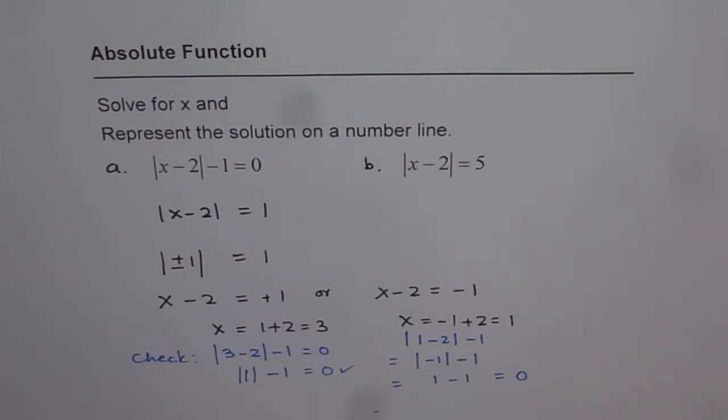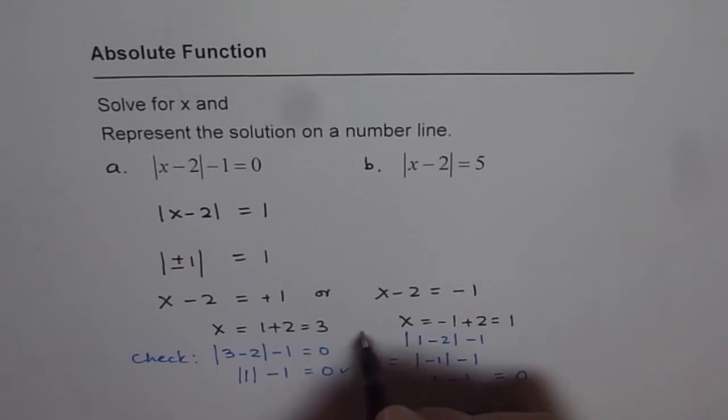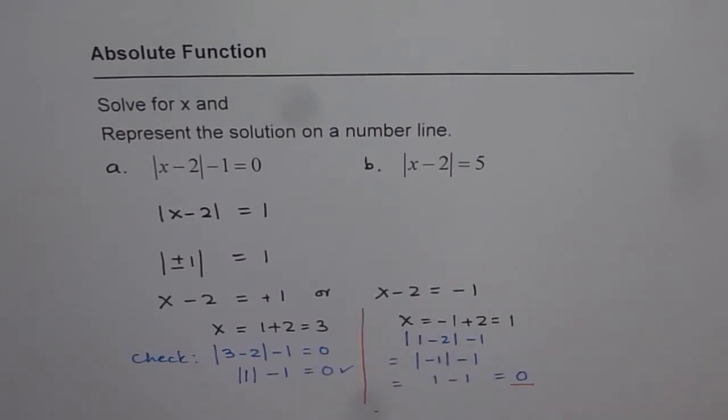So we found that both are correct answers, right? So both give you answers. Therefore, we can write down our solution, and that is, the answer is x equals either 1 or 3, right? So these are the two solutions to the given equation.